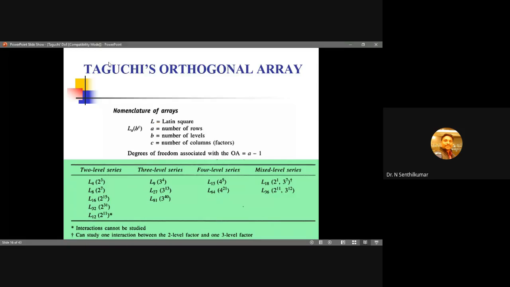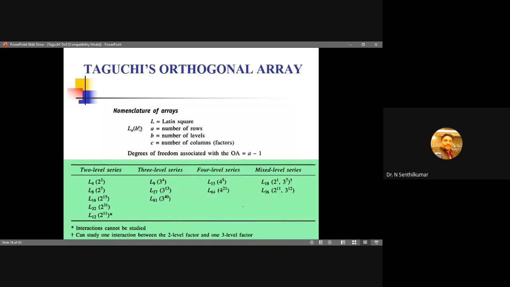Then B power C. The B is the number of levels, whether it is 2 level, 3 level, 4 level, or 5 level. Then C is the number of columns. The number of columns is nothing but the number of factors. That is, cutting speed is a factor, feed rate is a factor, depth of cut is a factor, then approach angle is a factor, nose radius is a factor. Okay, then relief angle is a factor.